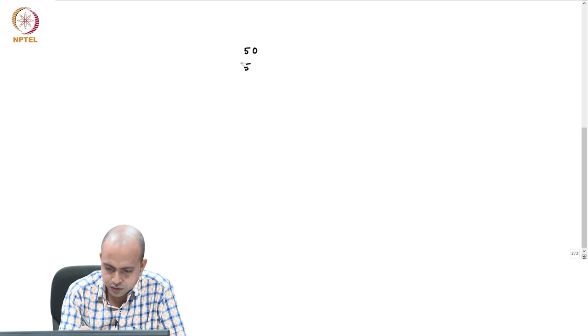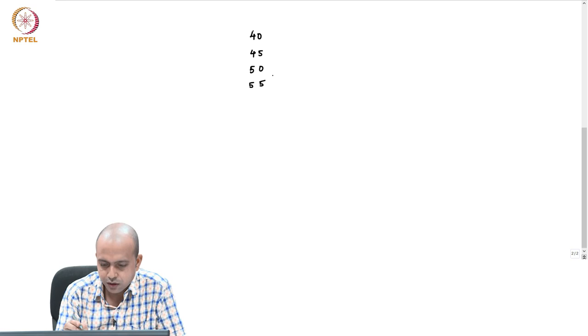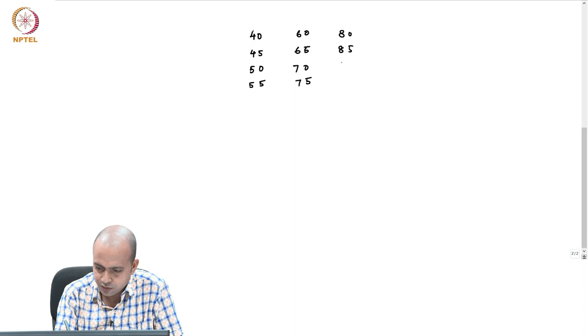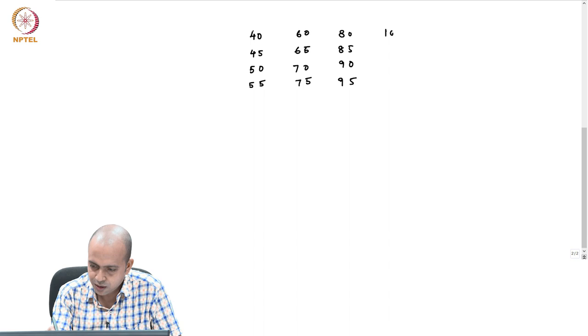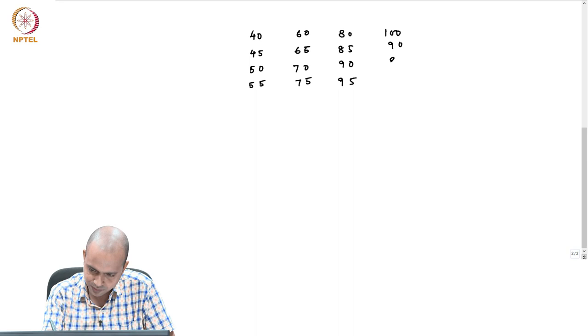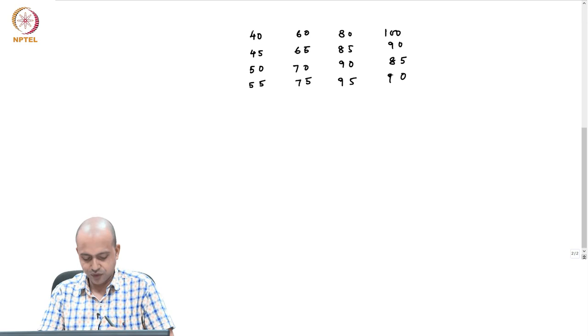Let us start from 40, 45, 50, 55, 60, 65, then 60, 65, 70, 75, and 80, then 85, 90, 95, and then 100, and let's say 190, 190, 85, and once again 90, right? This is the data on consumption.